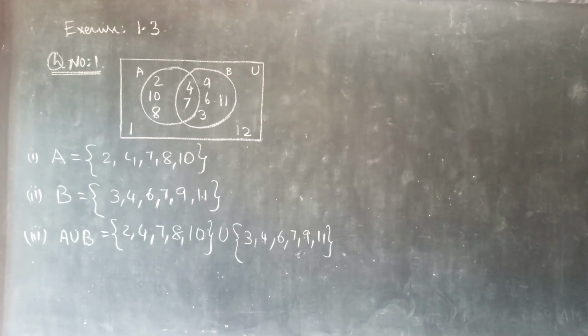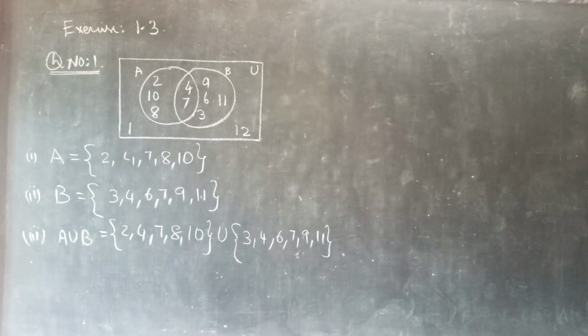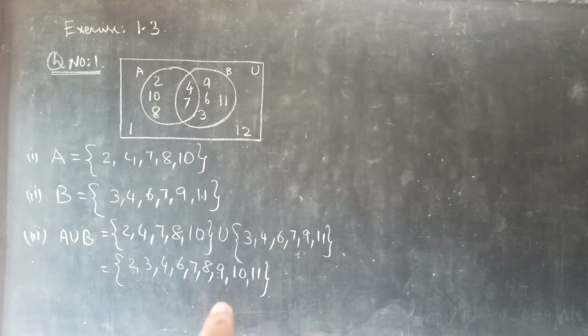Now the third part of the question is to find the value of A union B. So you have to write the set of A union set of B. This is the theoretical part of the answer. That is writing all the elements of A, writing all the elements of B, and not writing the repeated elements. So as you can see, 4 is there in A, 4 is there in B, but it should be written only once, not twice. 7 is there in both, but it should be written once.